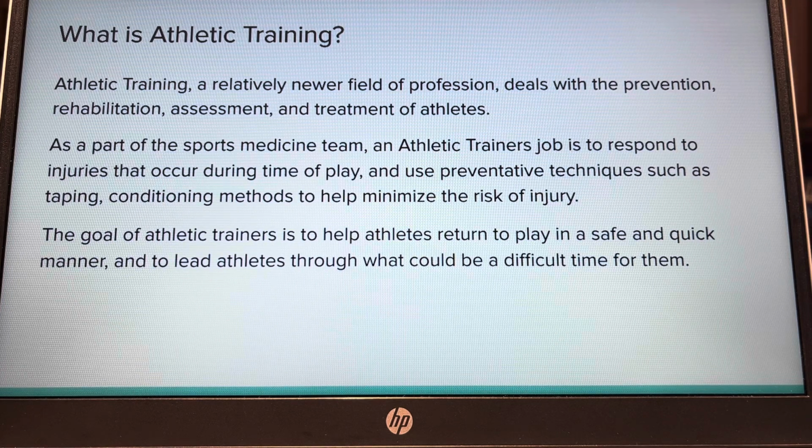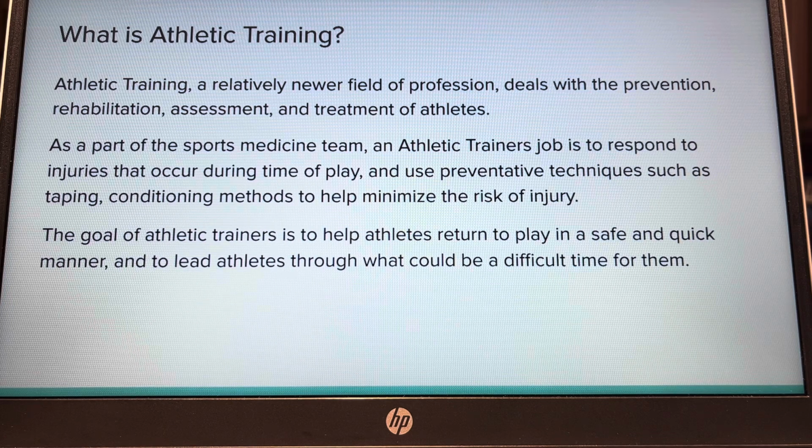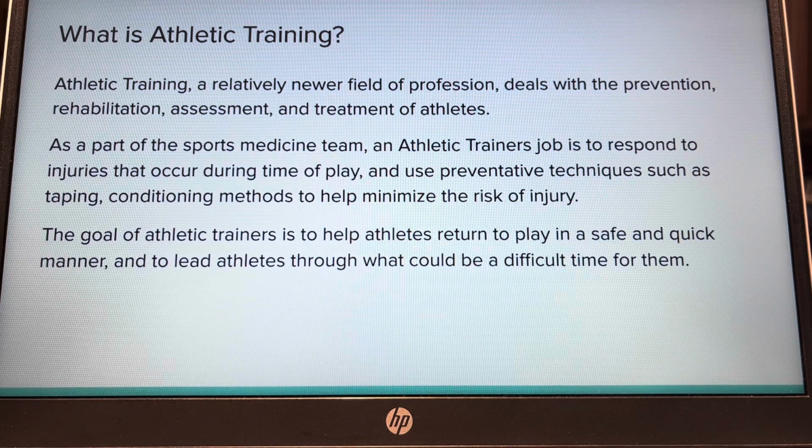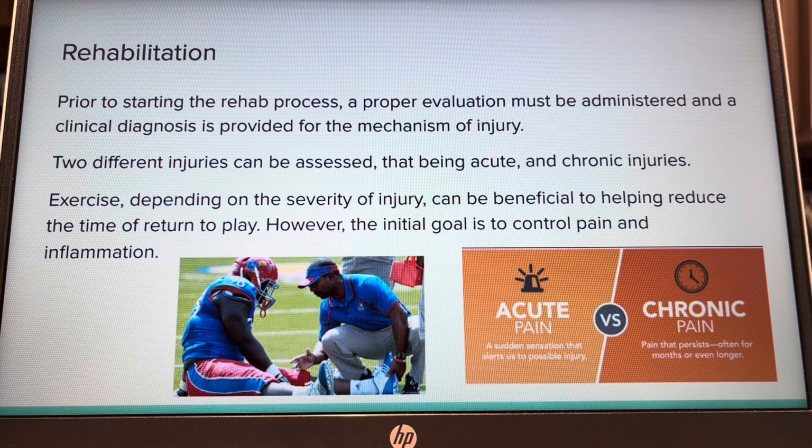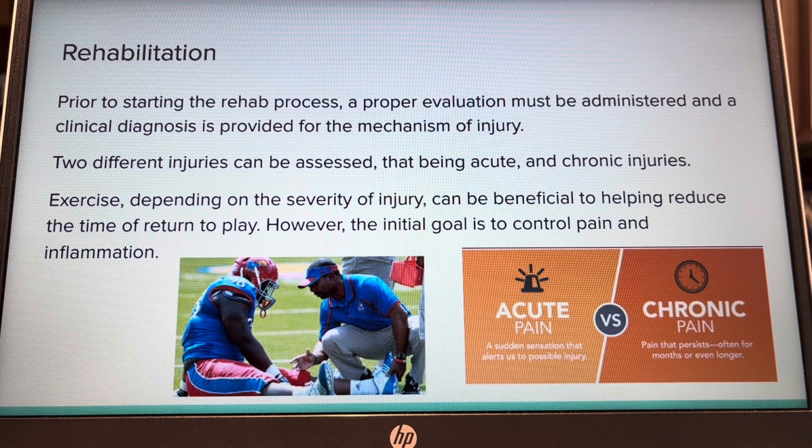The goal of athletic trainers is to help athletes return to play in a safe and quick manner and to lead the athletes through what could be a difficult time for them throughout their process of returning to play. Rehabilitation is a critical process that athletic trainers must go through with their athletes to help them be able to return to play. And this process starts with a proper evaluation and a diagnosis provided for the mechanism of injury.